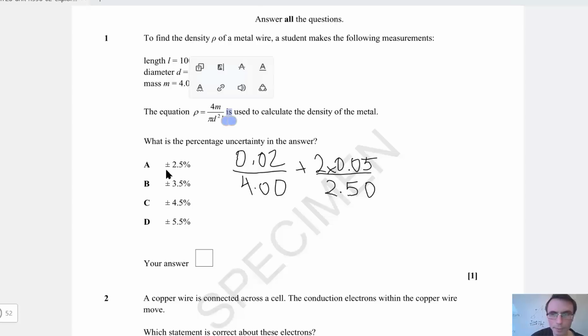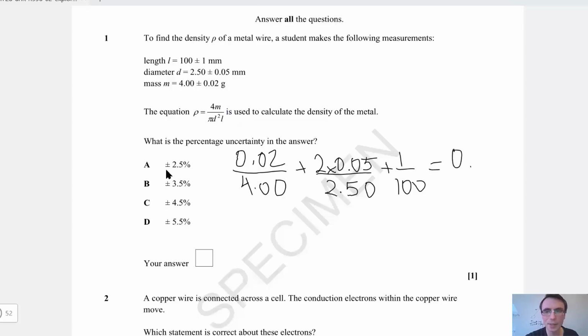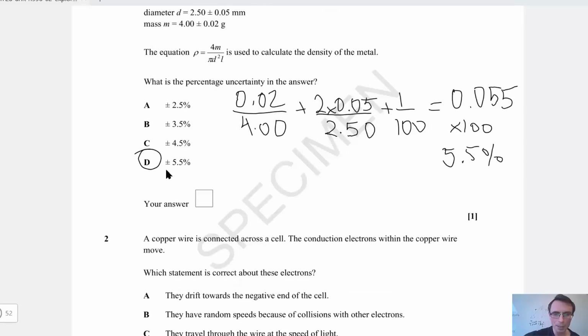So the length plus, so this is equal to 0.055, but then it's not really a percentage yet. We need to multiply the final answer by 100, which is going to give me 5.5%. Correct answer is D. Okay, next one.